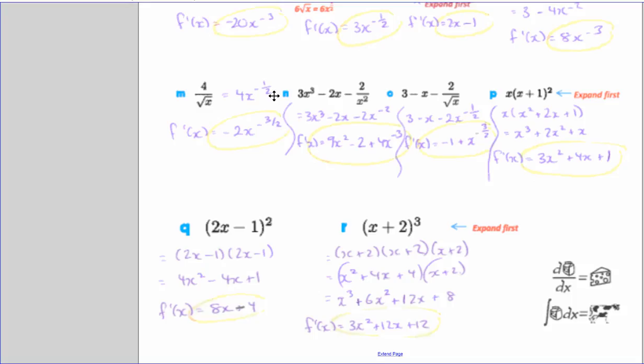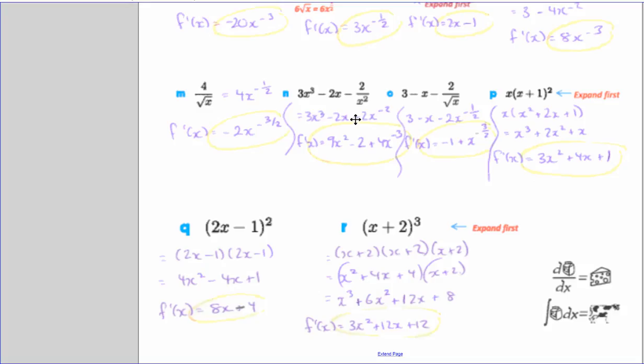Negative a half times 4 is negative 2. x to the power of negative a half minus 1, if you pop it into a calculator, you get negative 3 over 2. You could have also had negative 2x to the power of negative 1.5. That's the same thing. This one just needs to be flattened first. So the first two terms are already flattened.